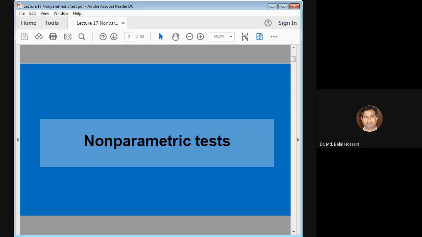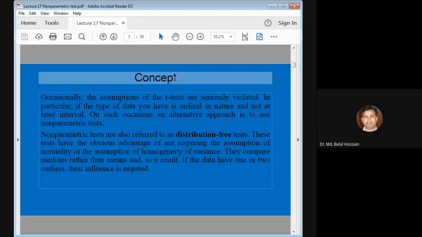Okay, in a smaller sample size, usually the assumption of normality is violated. Then we need non-parametric tests. Occasionally, the assumptions of the t-tests are seriously violated, in particular if the type of data you have is ordinal in nature and not at least interval. On such occasions, an alternative approach is to use non-parametric tests.